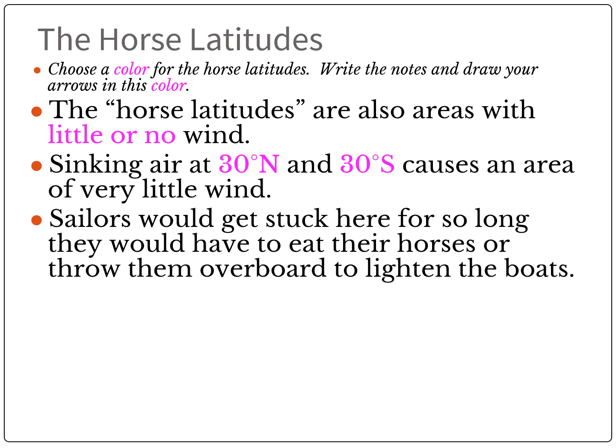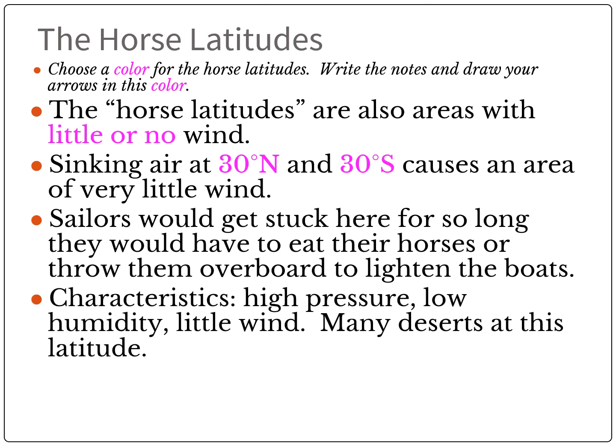Sailors sometimes would get stuck here for so long they would have to eat their horses or they'd have to throw them overboard so they could lighten their boats. The lighter the boat was, the more likely it was to move. This is characterized by high pressure, low humidity, but very little wind. There's a lot of deserts at this latitude. So it's right around 30 degrees north and 30 degrees south. It's kind of that transition from the trade winds to the westerlies.